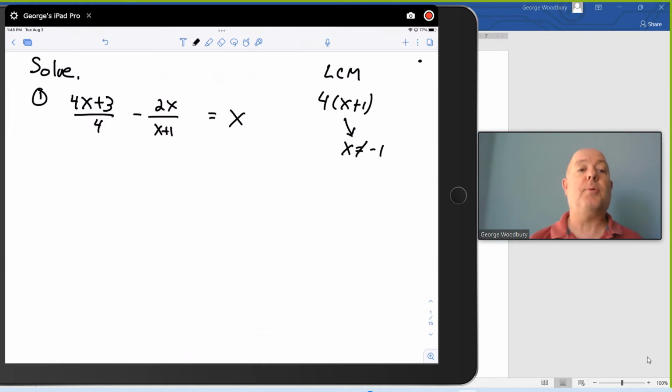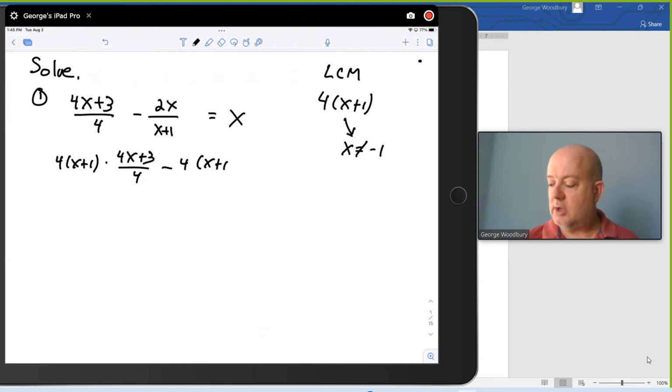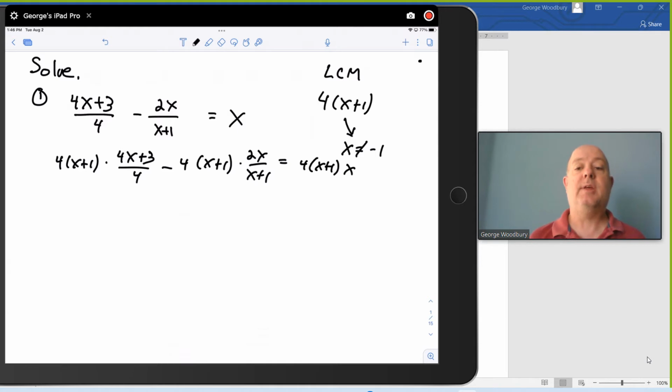All right, so I want to multiply all terms on both sides by this least common multiple. So 4 times (x + 1) times the first fraction, minus 4 times (x + 1) times the second fraction, equals 4 times (x + 1) times x, what was already on the right-hand side. Now we want to simplify both sides. On the left-hand side, in that first fraction, we can divide out the common factor of 4, and that leaves us (x + 1) times (4x + 3), which we should go ahead and multiply out now.